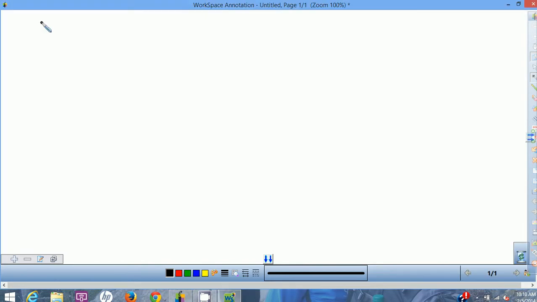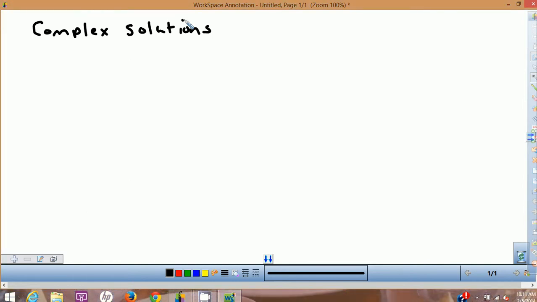Right, we are at this point going to talk about what we call complex solutions. And complex solutions are what happens when we solve a quadratic and we get a complex or imaginary answer. So let's talk about a couple of things.